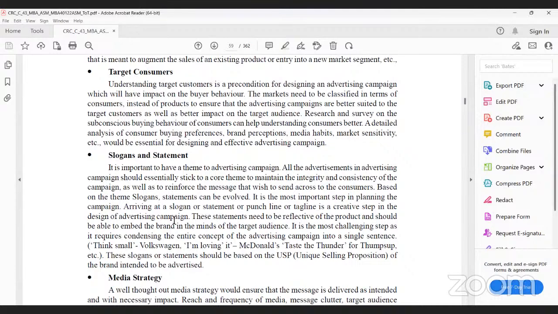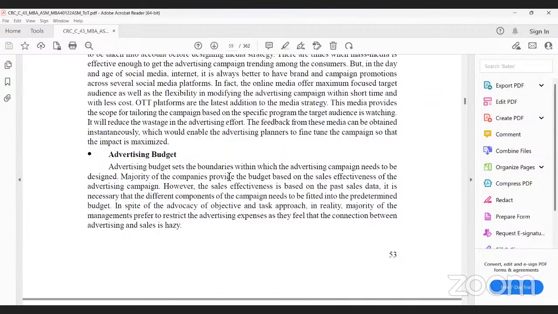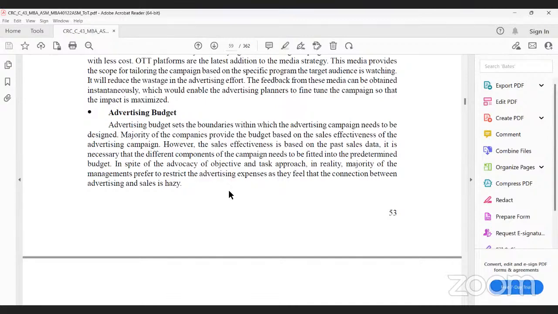And about the product, some kind of advertisement is also given, and see that USP, the unique selling proposition of the brand, is intended to be advertised. So media strategy: how can the media be selected? Media scheduling: certain factors are to be taken into account before designing a media strategy. There are times when mass media is effective in getting the advertising campaign to the customers. Advertising budget sets the boundaries within which the advertising campaign needs to be designed. And the majority of companies provide budgets based on sales. So how much they are going to spend on advertising and how much the sales increase, the revenue, is what we call ROI.